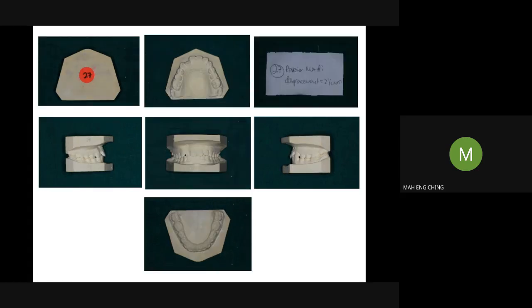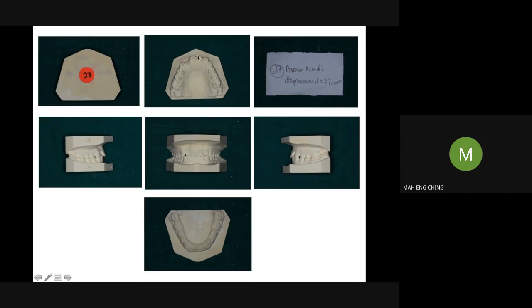27, anterior mandible displacement. Okay, again I gave you the hint also. More than 2 millimeters. There is a crossbite on the upper right too, causing displacement of about 2.5 millimeters. So this one maybe give you 4C because it's more than 2 millimeters displacement. If it's between 1 and 2, then maybe give you 3C.